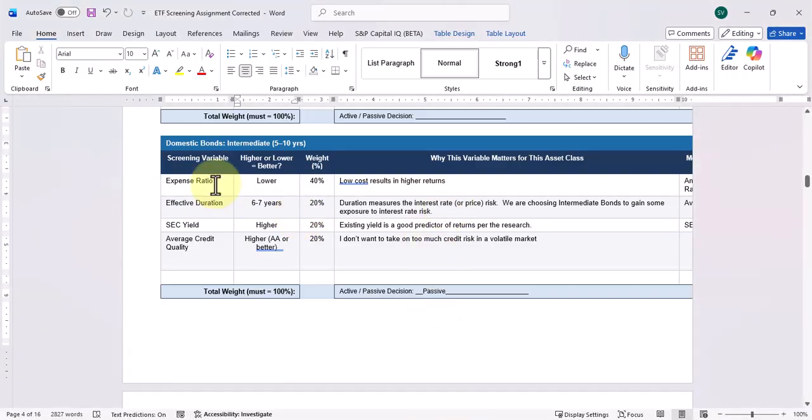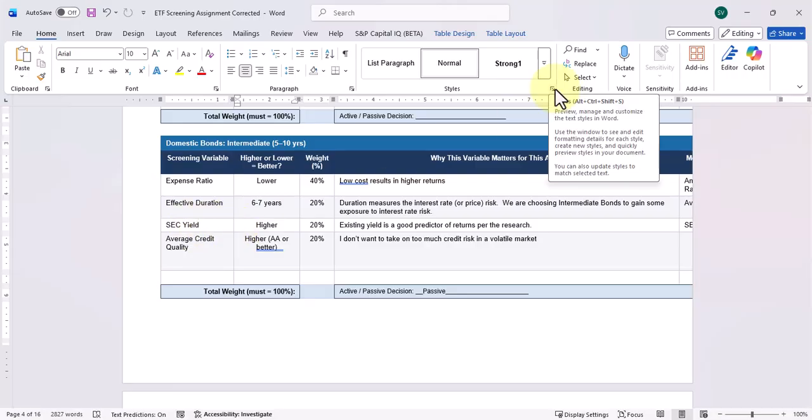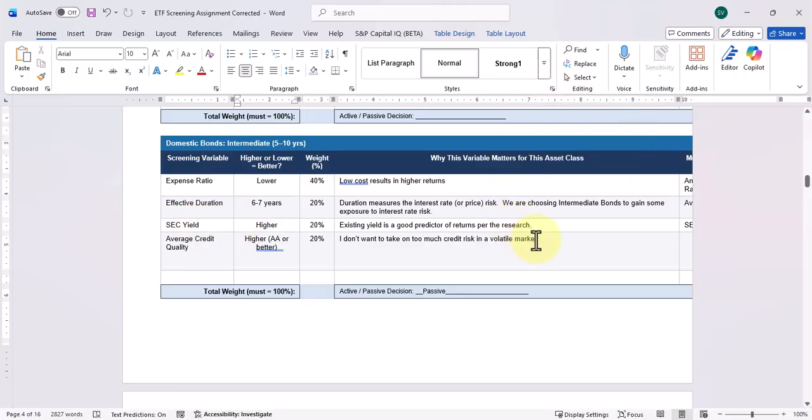So in this case, my first one is the expense ratio. We know research shows us that low cost results in higher expected future returns. The second variable I'm looking at is effective duration, because I want the ETF, the interest rate risk or the price risk, to match the category I'm looking at, which is intermediate bonds. The SEC yield, the Securities and Exchange Commission yield, it's a standardized measure of returns over a historic time period.